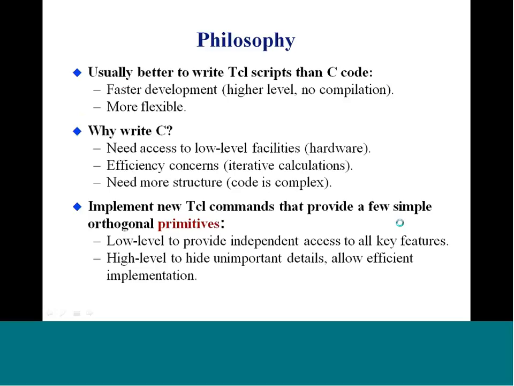And why do we write it in C? This is something that we also talked about earlier. We need to access the low level facilities, that is, hardware resources can be managed, like in fact malloc, which is a memory allocation in C that specifically goes to the heap and actually allocates the memory. We can request all those different hardware features directly using C. Then there are also efficiency concerns. When we have iterative calculations, C, since it is a compiled language, can optimize, and hence it provides much faster execution.